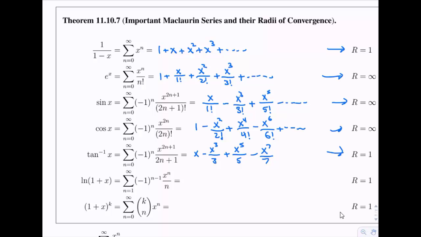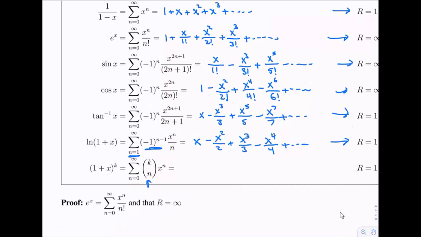Natural log of 1 plus x, we actually derived this one earlier in our notes. This was the integral of something like 1 over 1 minus x, so it's no coincidence that these things look very similar. We do have a negative here, and positive and negative, x to the n over n, which again should look quite similar to the integral of 1 over 1 minus x. Imagine if u was equal to negative x. And that's why the radius of convergence of that one is going to be 1.